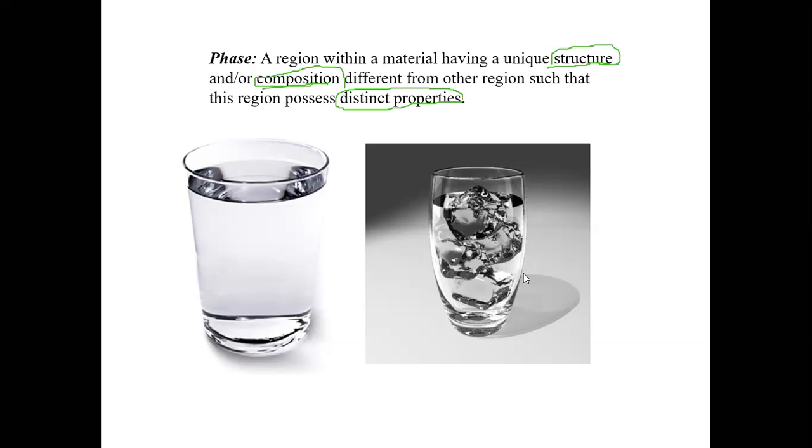Okay, so now how about this system? This is iced water. We have experience with this every day. How many phases do we have in this system, and why? Two phases. There are two phases, obviously, right? Based on our intuition, we know ice and water are two different phases.